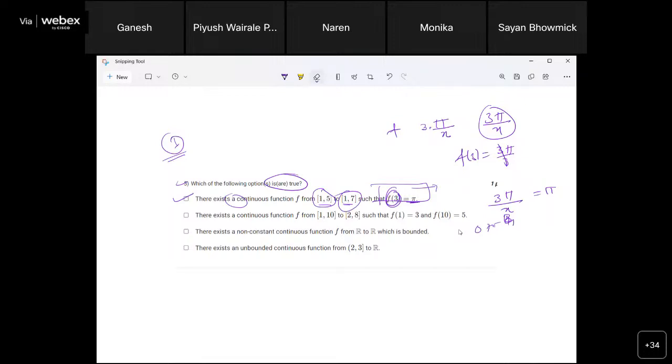Okay. Now same thing. There exists a continuous function. You can think about the function which satisfies this particular condition. There exists a continuous function from R to R which is bounded. Yes, you can see our sin x is bounded, right? Now there exists an unbounded continuous function. It can be any function which is unbounded continuous. This is also correct. All the options will be correct here.